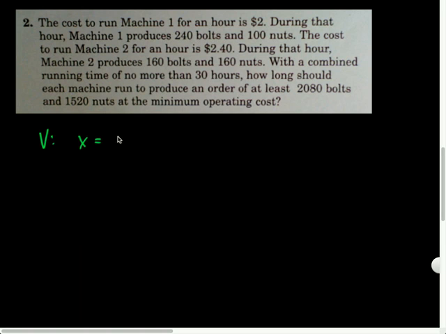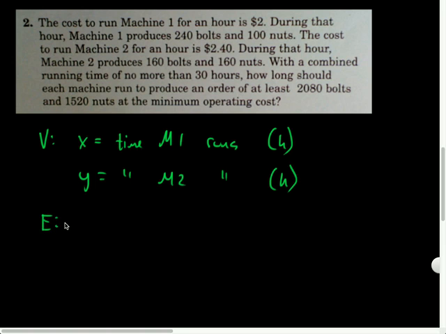So x will be, and it looks like it should be hours, the time machine 1 runs, measured in hours. And y will be the time machine 2 runs, also measured in hours. It's important to label your units so you can do a little unit analysis, even if it's just mentally verifying that you've got everything right. It's difficult to write your equations if you don't know what your units are.